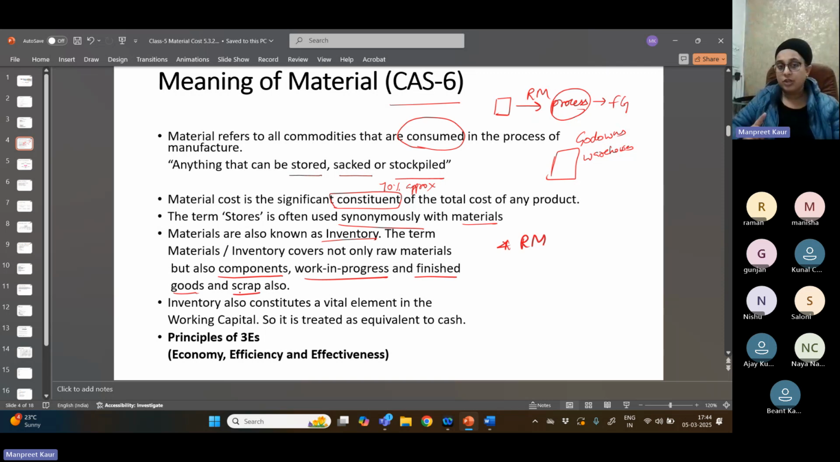कोई भी ਤੁਹਾਨੂੰ question पूछेगा, is raw material a material or an inventory? No. Inventory should be of raw material, components, WIP, finished goods, and scrap. It constitutes a vital element of the working capital. So it is treated as equivalent to cash, you can say liquid assets.